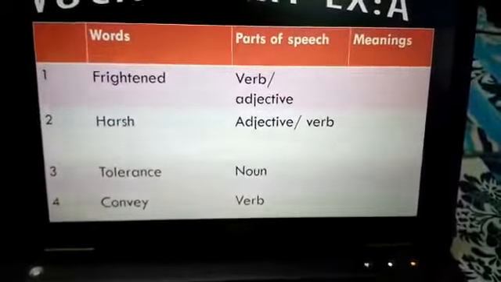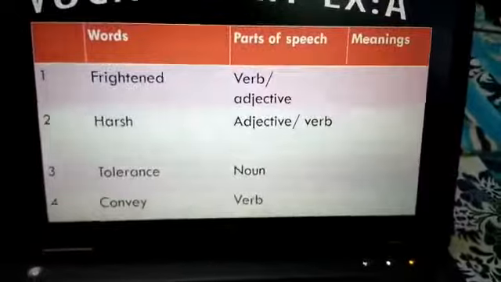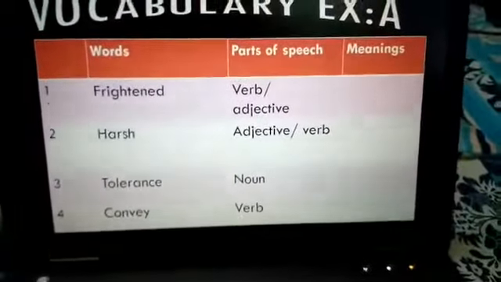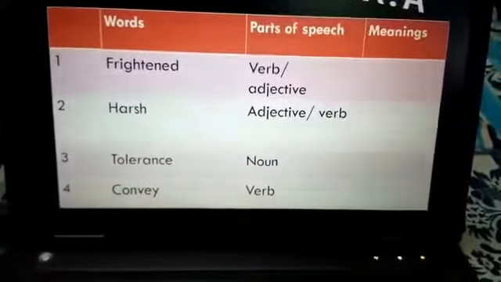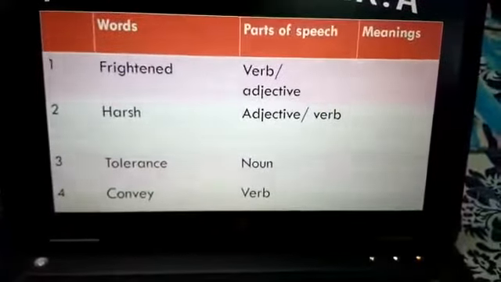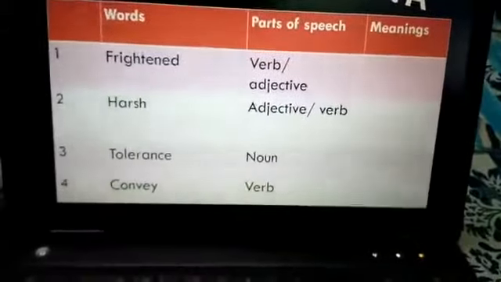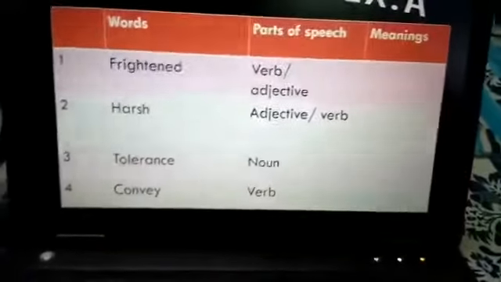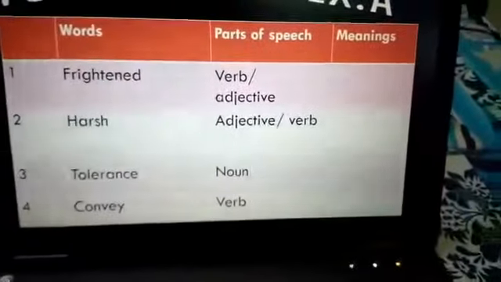Tolerance is a very clear noun, dear students. We read it in the very start and I told you that tolerance is a noun. And convey is a verb. She conveyed her message to me. Convey means you are conveying somebody's message or delivering somebody's message to someone. She conveyed this message to me. She conveyed the disease, she conveyed the problem, she conveyed the idea. So here it's a very clear verb, and it's the only use of convey. It is used as a verb.